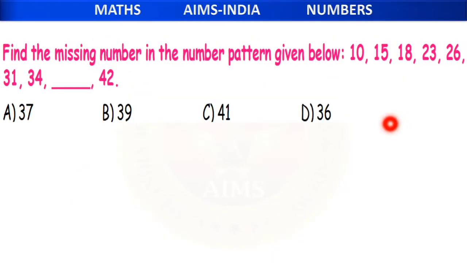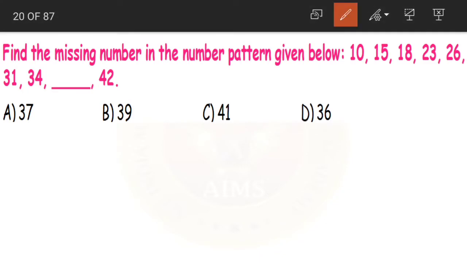Next question. Find the missing number. 10, 15, 18, 23, 26, 31, 34, dash and 42. Yes, children, whenever such a missing number in a pattern is given, what should you do? First, check the difference. Now, what is the difference here? 5. I mean, 10 plus 5 will give us 15.